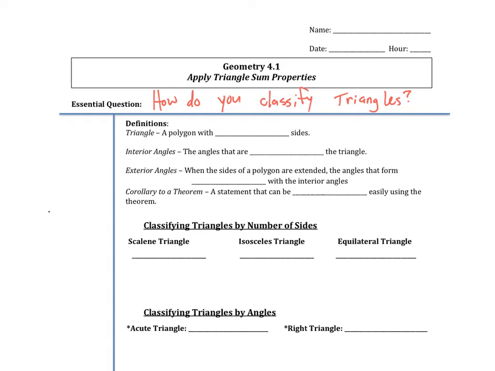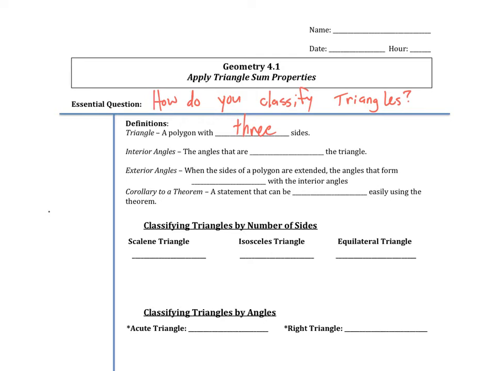All right, as we begin chapter 4, we talk about triangles, which are one of the most common shapes we see in geometry. We're going to apply the triangle sum properties. So how do you classify triangles? A triangle is a polygon with three sides.